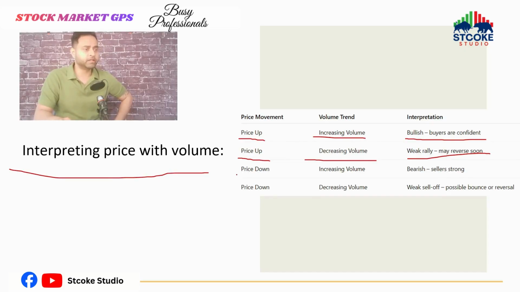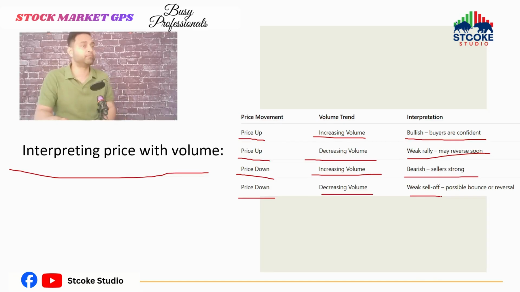The same is also true in the opposite direction. So if price is going down with increasing volume, it basically means that sellers are strong and it's a bearish market. You can take short trades in such a market. And the same is also true when price is going down, but the volume is not supporting that. That basically means the sell off is weak and price can come back upwards or bounce back upwards.